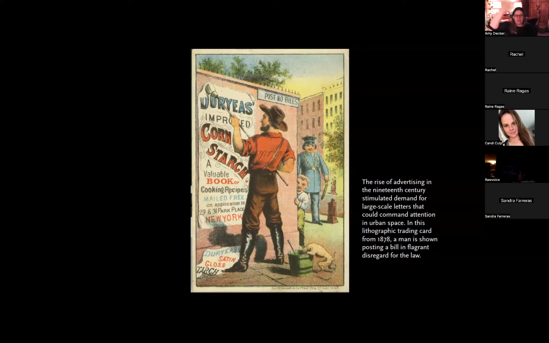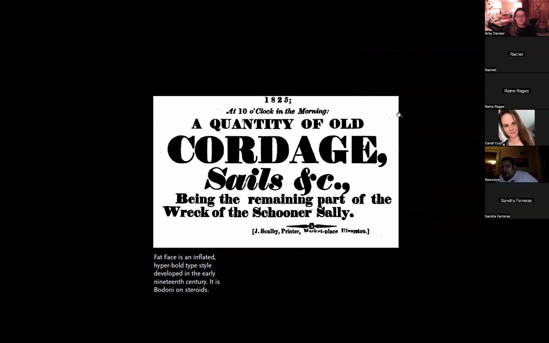So all of a sudden we had these big signs going up on buildings, and we needed large scale letters. And so what we did is started to take the design of the letters we had and started supersizing them. We would make them inflated hyperbold styles, or fat faces, if you will. And these were developed in the early 19th century. This is Bodoni, but on steroids.